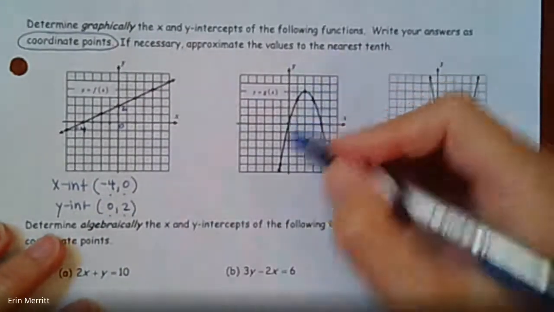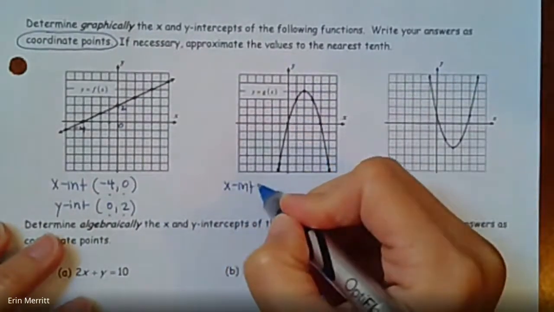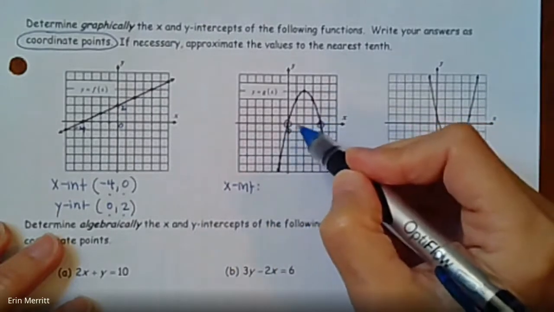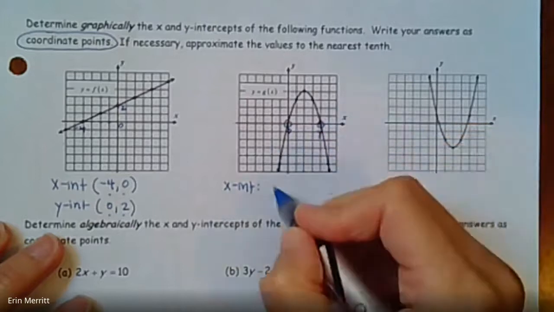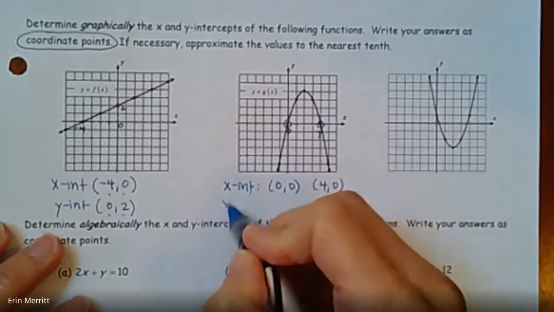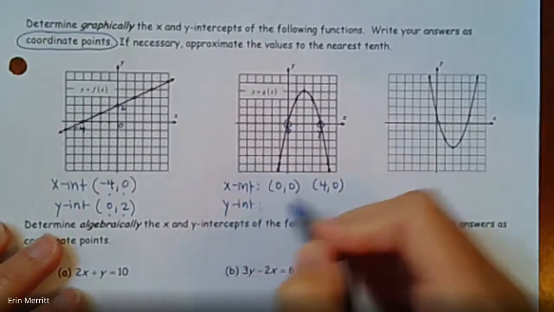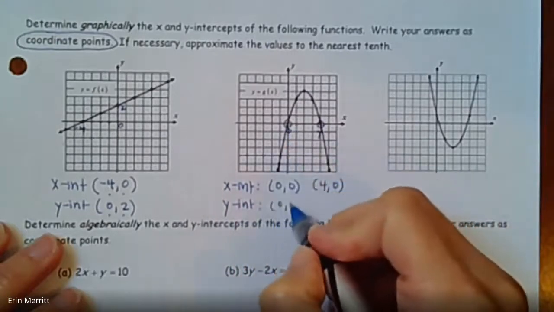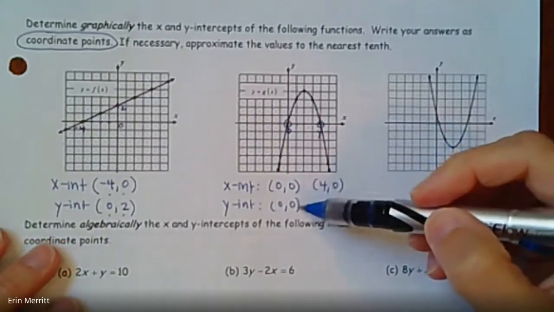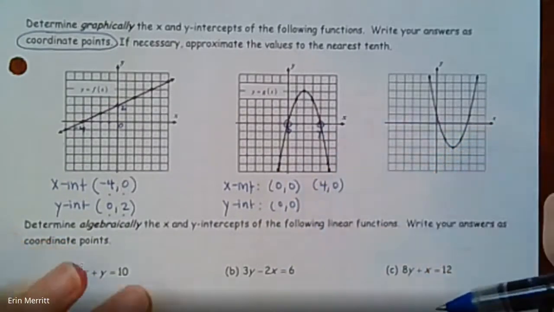For this next one, the x-intercepts, we should have 2 of them here. So one at 0, and the other one at 1, 2, 3, 4. So 0, 0, and 4, 0. For the y-intercept, that one is also 0, 0. So if the x-intercept is 0, 0 and it's a function, the y-intercept has to be that 0, 0 as well.